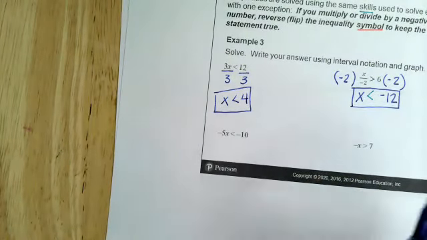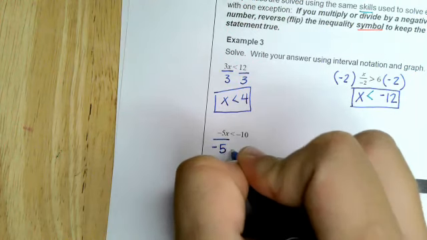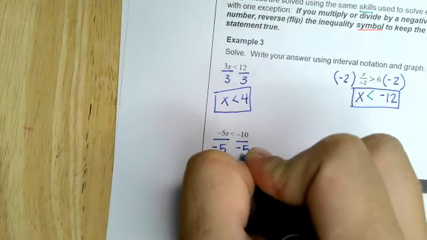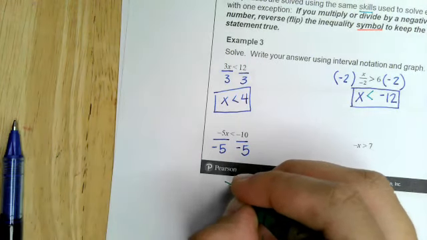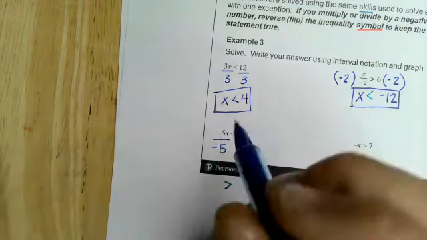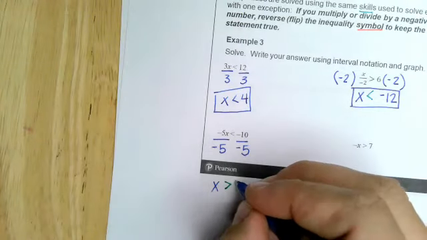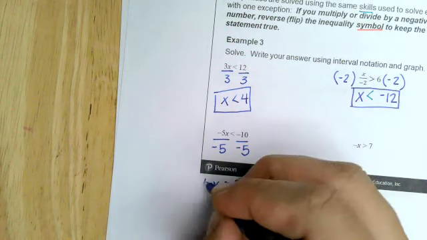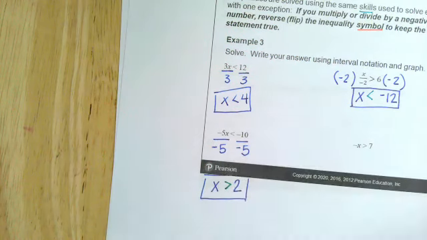-5x is less than -10. Divide by -5 on both sides. Flip the sign because it's a negative. -5 divided by -5 leaves me with x. -10 divided by -5 leaves me with a +2. So even though my answer doesn't have any negatives, I still had to flip the sign to keep it true.